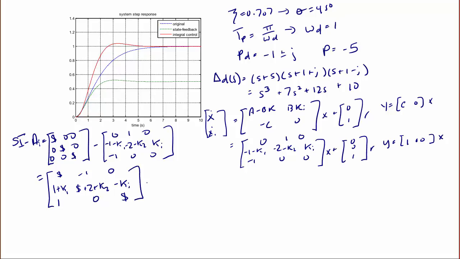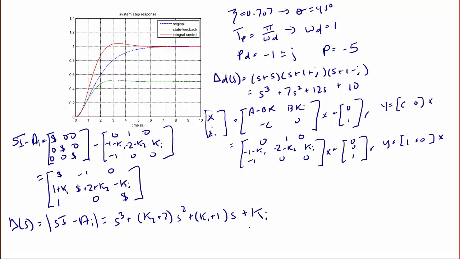So now we take the determinant to find delta of s. So delta of s equals the determinant of sI minus A sub I, which equals s cubed plus (K2 plus 2) s squared plus (K1 plus 1) s plus Ki.